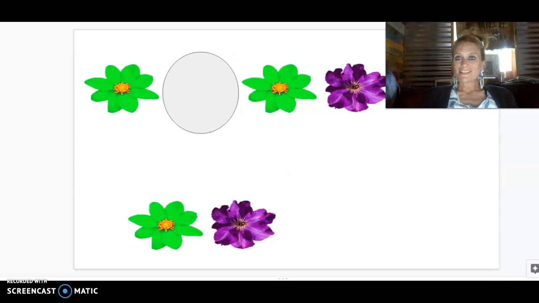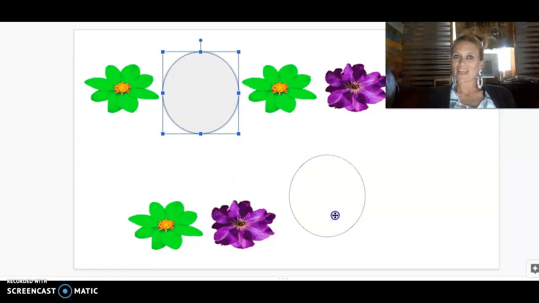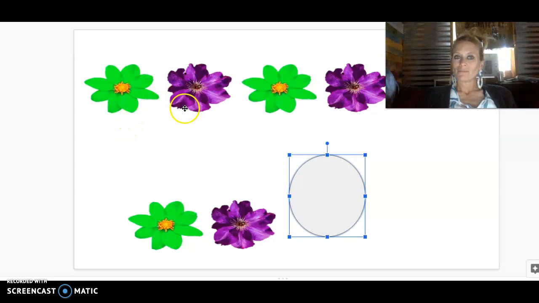Let's do patterns. Okay, guys, so tell me what is missing in this pattern. What color would the object be? I see an A-B pattern. So what is under here? Is it a green or a purple? Let's see if you're right. It is a purple. Green, purple, green, purple.